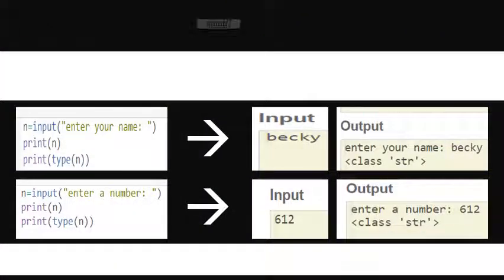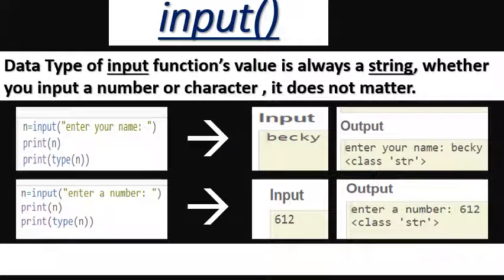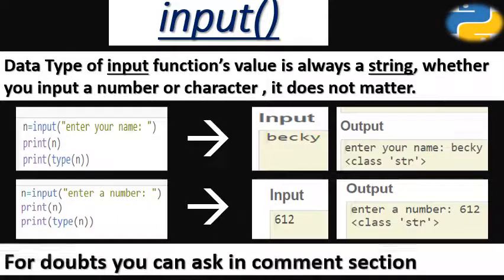So yeah, I have told you inside my input function that it always takes the value as a string. Why did I say so? The data type of your input function value is always a string, whether you input a number or character, it doesn't matter. Again, this is a question only to you.